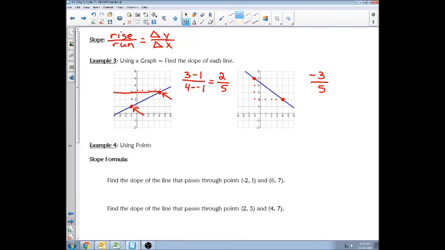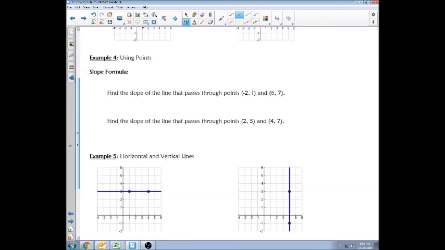All right. Let's move on to example 4, using points. So the slope formula we've actually talked about a little bit. I just haven't given you the actual formula yet. It is our y value at our second point minus our y value at our first point over our x value at our second point minus our x value at the first point. So we need to find the slope of the line that passes through points negative 2, 1 and 6, 7. Remember that my second numbers are always my y.